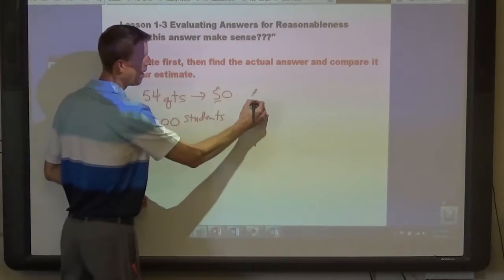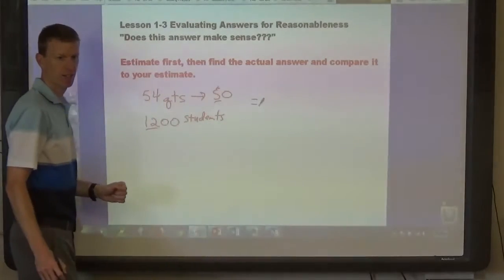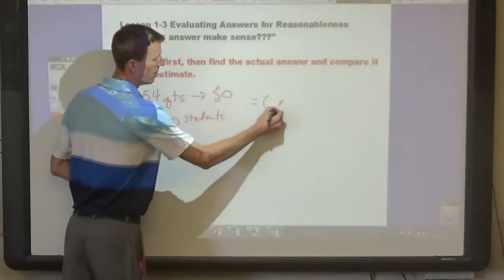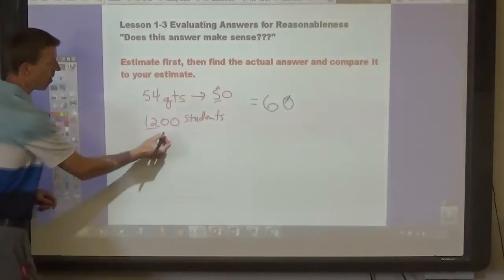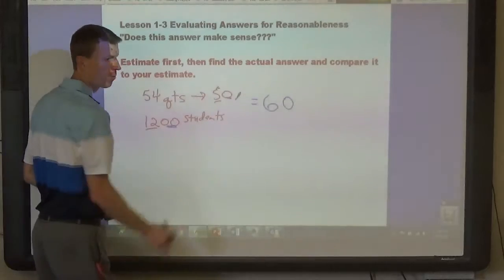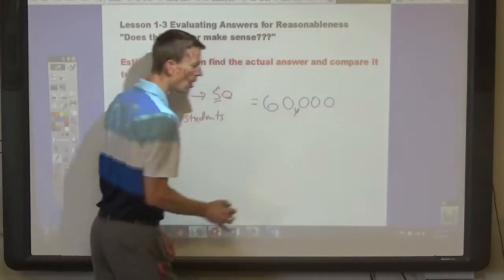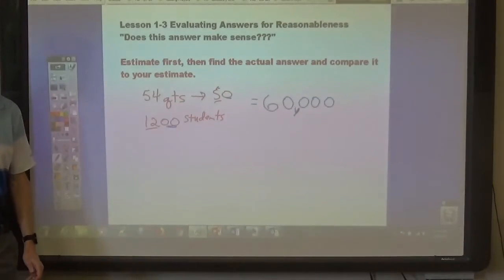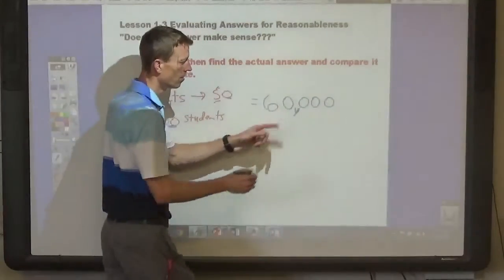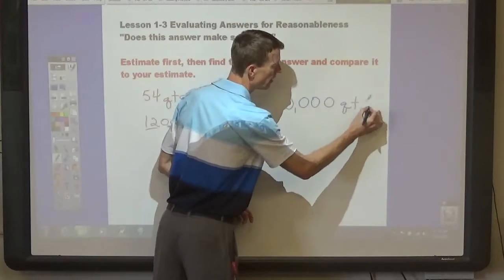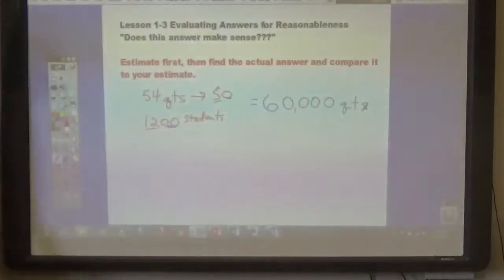12 times 5 is what, class? 60. 60. Now, we also have 3 zeros to put in the answer. So how many quarts is that? Arthur? 60,000. Good. We should label that 60,000 quarts.